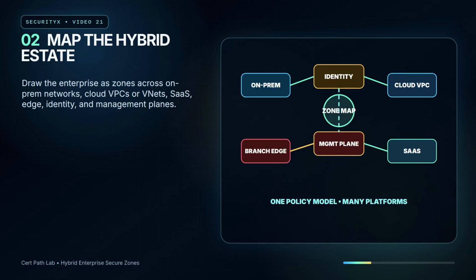In a hybrid enterprise, the secure zone map crosses technology domains. You may have an on-prem data center, cloud VPCs or VNets, SaaS tenants, branch edge networks, an identity plane, and a management plane. The architect's job is to make the zones consistent even when the platforms are different.